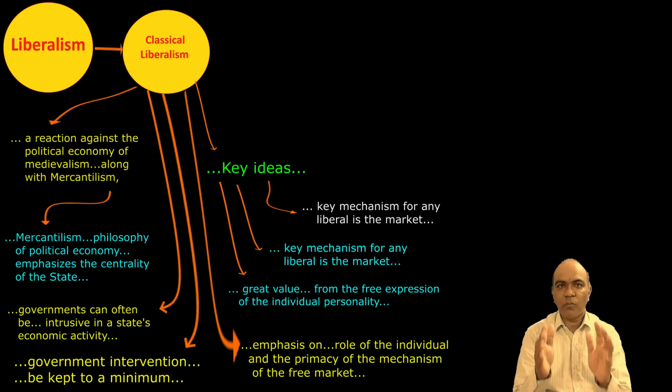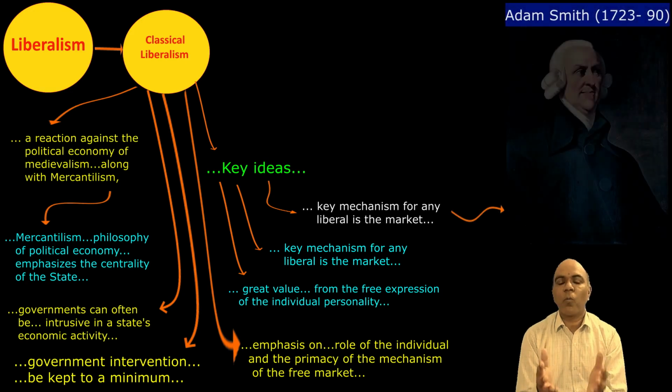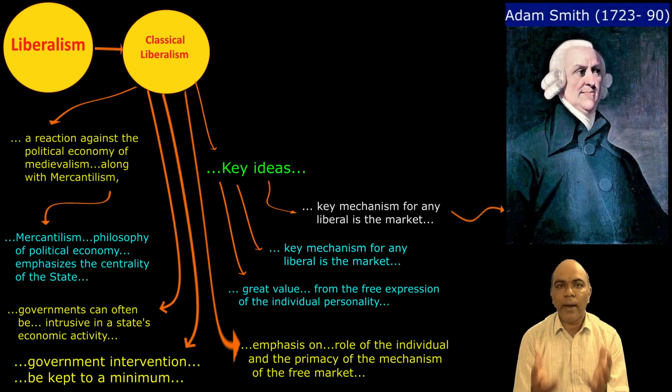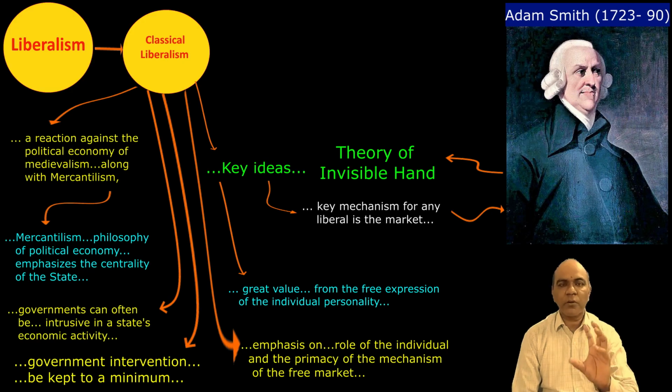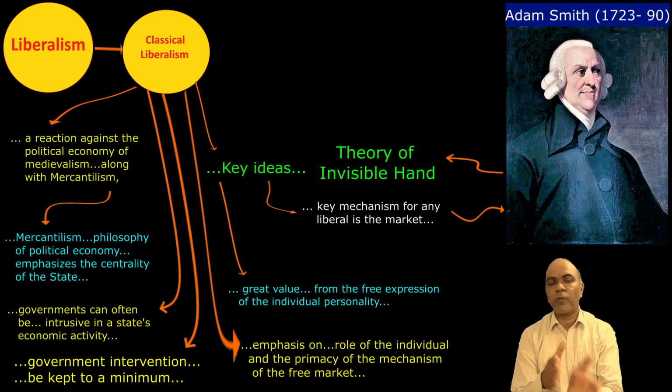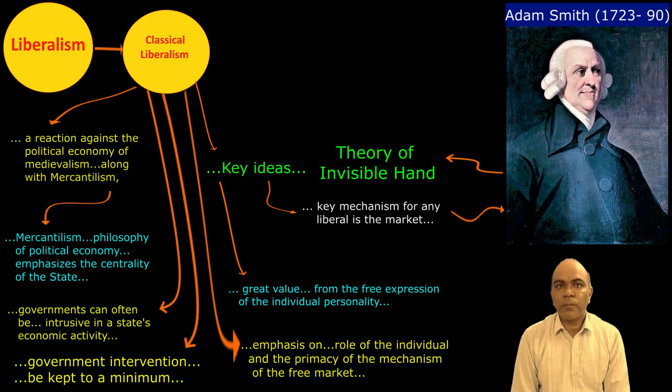And such notions are found in the work of Adam Smith, and especially his theory of the invisible hand. So let's take a look at who Adam Smith is for a moment, and then we will move on to discover classical liberalism. And of course, we will be referring to other economists also who thought about this political dimension of economy.